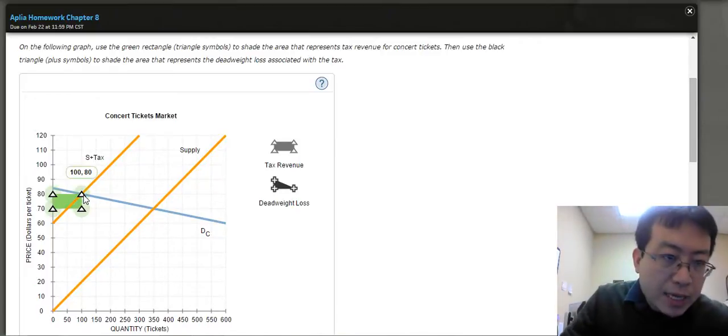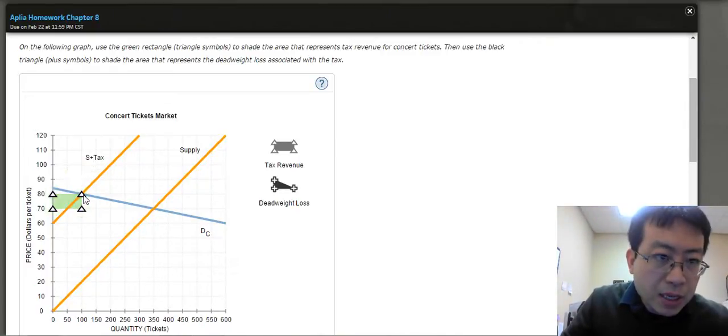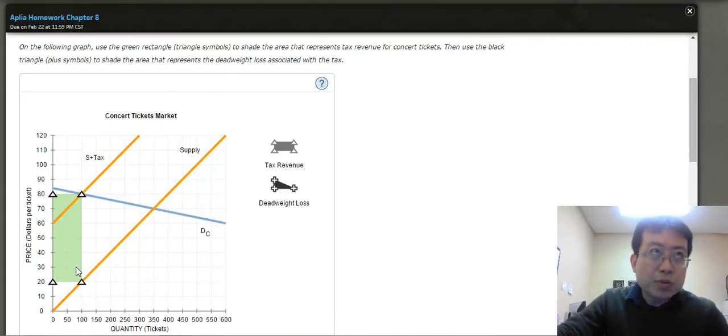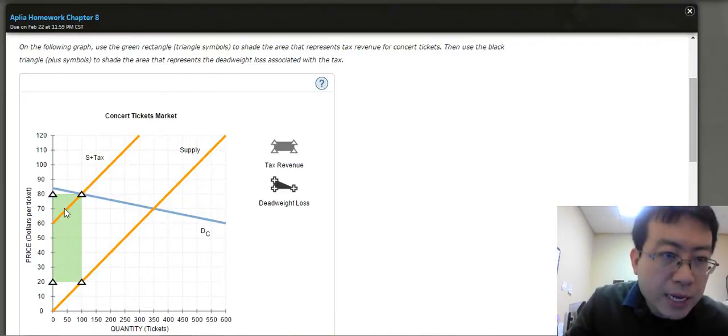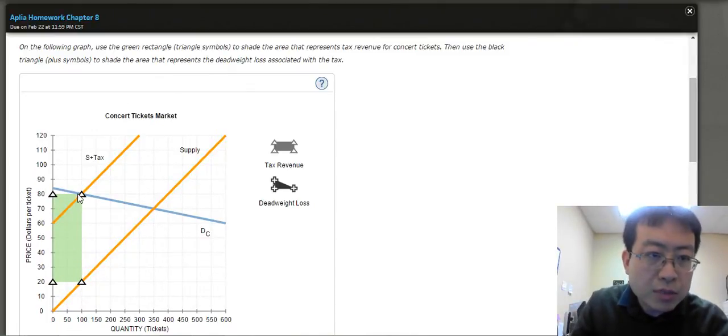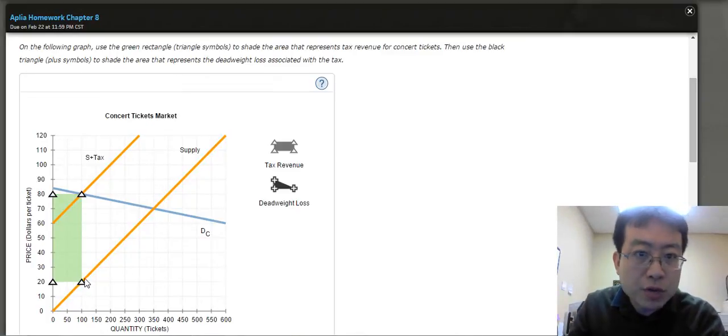Now 80 is the price that the consumer pays, but how much does the producer, or the seller, receive? Go down to your original supply curve. At 20, that's how much the producer receives. So the consumer pays $80, the producer receives $20, which means the tax rate is just $20 per unit. And then to see your total tax revenue, take your tax per unit times the quantity, which is from 0 to 100, that's your total tax revenue.